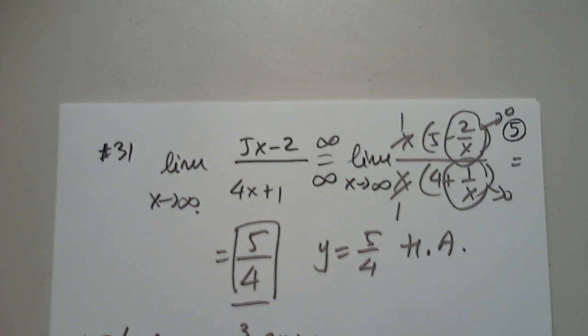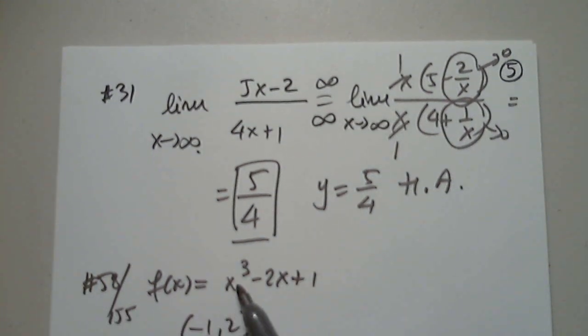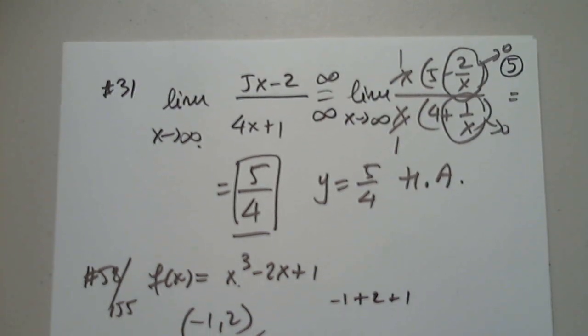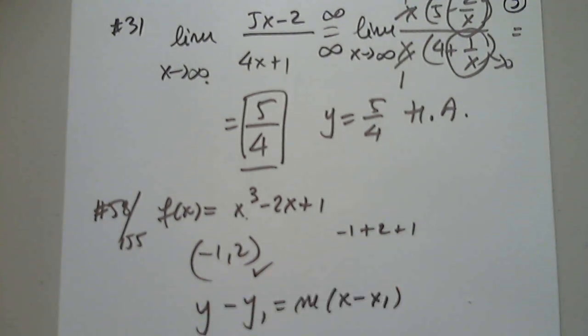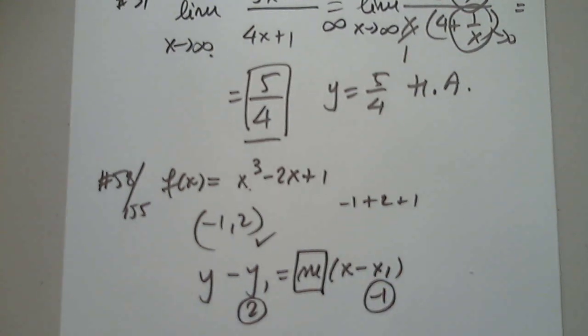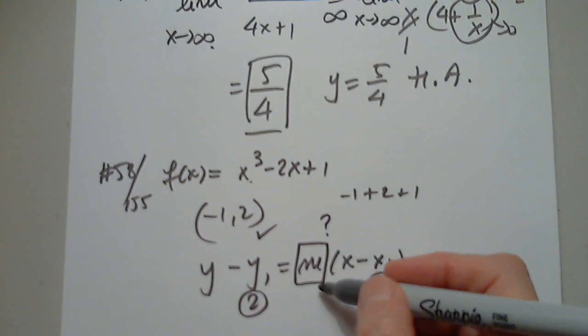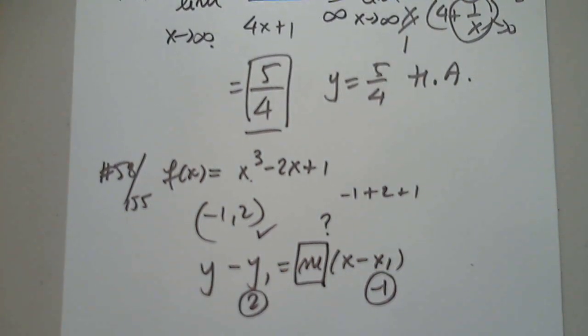I don't expect any surprises, but I want to make sure that when I plug in negative 1, I get 2. So this is negative 1, this is plus 2, and this is plus 1, so that's correct. In order to determine the equation of the tangent line at this point, first of all, I write y minus y1 equals the slope times x minus x1. I do have x1. I do have y1. But I do not have the slope. The question is, how do I find the slope? Once I have the slope, I'm finished. The problem is solved.